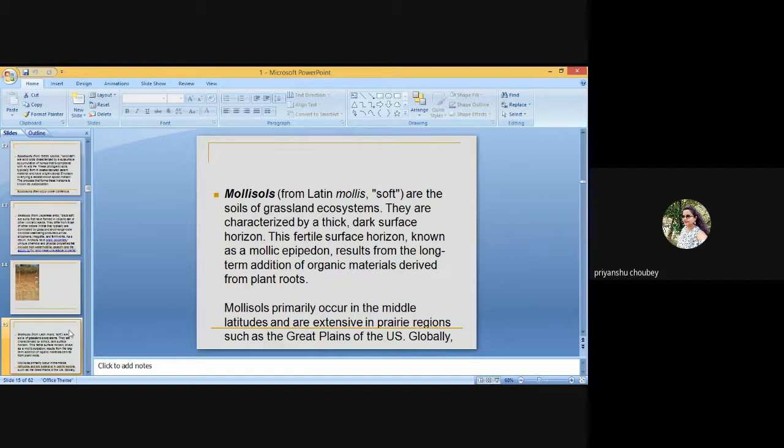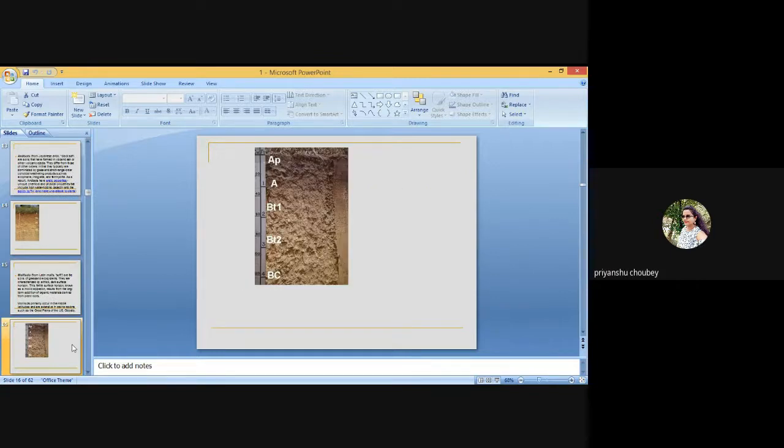This fertile surface horizon, known as a mollic epipedon, results from the long term addition of organic materials derived from plant roots. Mollisols primarily occur in the middle latitudes and are extensive in prairie regions such as the Great Plains of the USA and globally. This is a picture of a mollic soil.